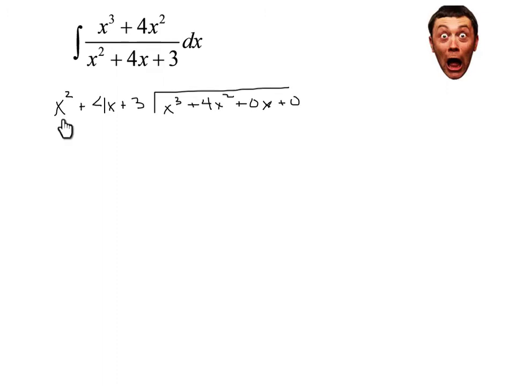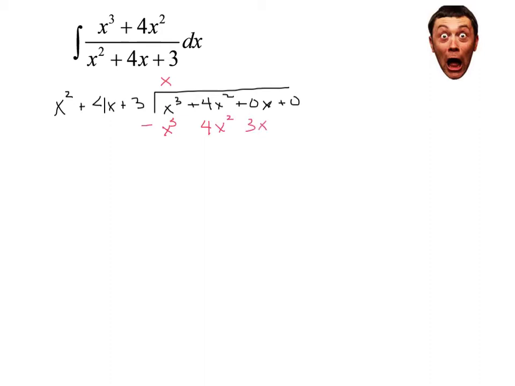So now, x squared multiplied by what is x cubed? Well, it's just x. And we do that times each piece. x times x squared, x times 4x, x times 3. So x times x squared is x cubed. And I'm just going to line them up below the like terms. x times 4x is 4x squared. x times 3 is 3x.